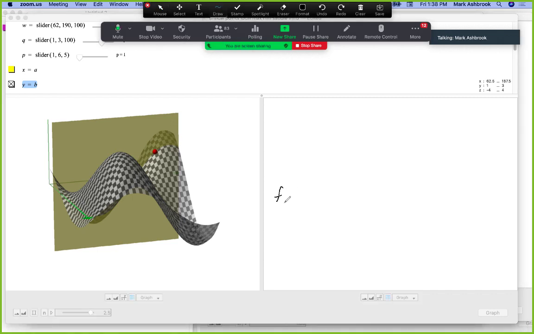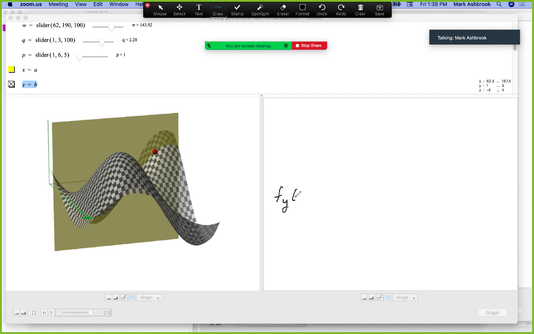So what did we say the first partial with respect to y was here? Negative or positive? This is positive. For a change in y, z goes up. We're heading uphill. That means the first partial is greater than 0.